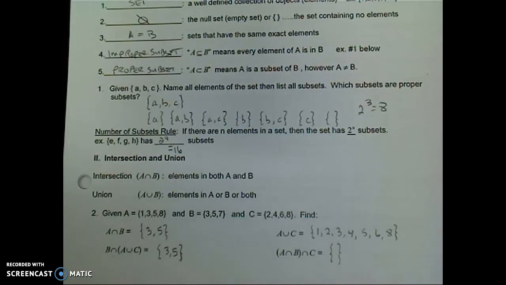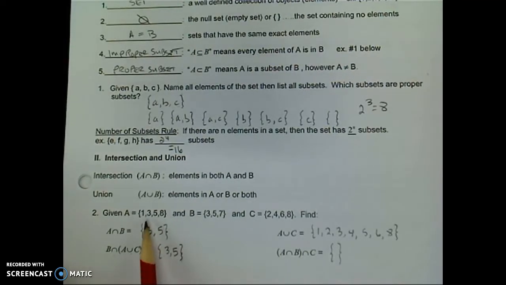So taking a look at these sets of instructions, A equals 1, 3, 5, and 8. Set B is 3, 5, and 7. Set C is 2, 4, 6, and 8. So A intersection with B. Those are the items that are in both A and B. And you can see that A contains 3 and 5. B also contains 3 and 5. So that would be the intersection of those two sets. 1, 8, and 7 are in one or the other, but not in both.